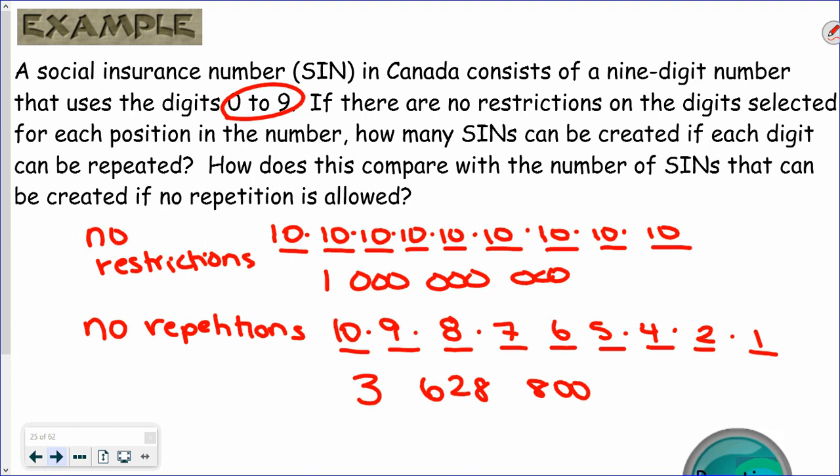So anytime there's a permutation and there are no objects that are identical, you are more than welcome to use the fundamental counting principle. It is now time to try practice number 3.